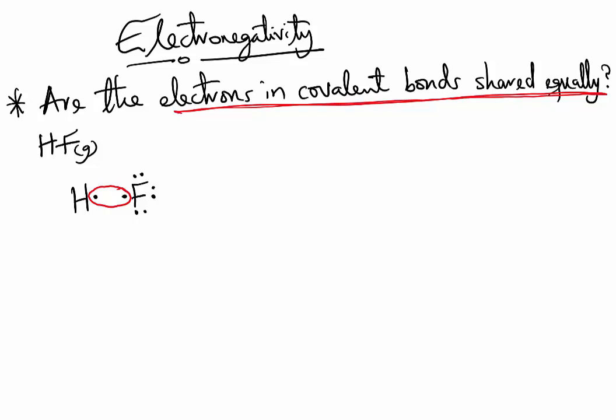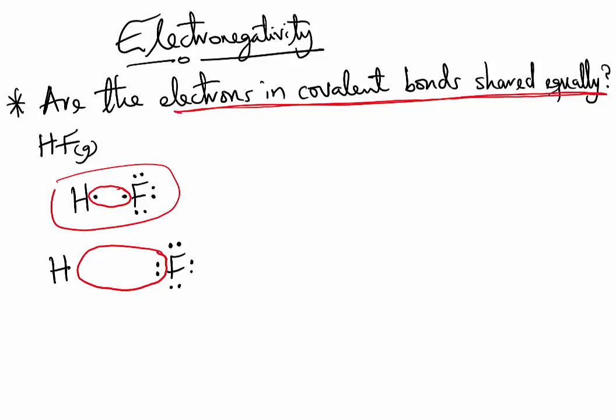Why are they not shared equally? Let us first take a look at how this molecule would look like. This is what it will look like. That is what it looks like, not this. So, why are the electrons closer to fluorine than to hydrogen?